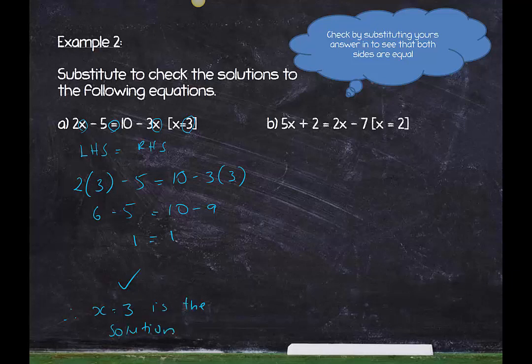The next one, 5x plus 2 equals 2x minus 7. We've got to substitute 2 in to make sure that that is the correct solution. So 5 bracket 2, we're substituting the 2 in, plus 2 equals 2 outside of 2 minus 7. 5 times 2 is 10 plus 2 equals 2 times 2 is 4 minus 7. 10 plus 2 is 12. 4 minus 7 is minus 3.